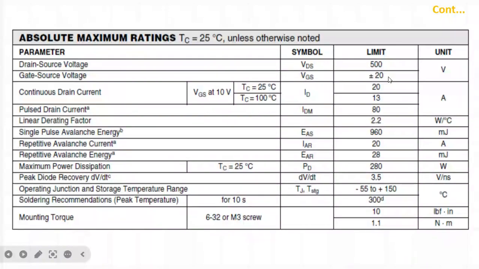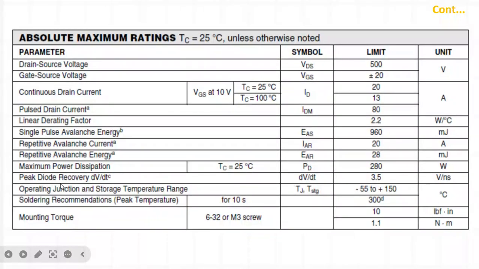Sometimes minus 20 to 0. Likewise, some people will give a negative gate pulse. That is what people sometimes do, but generally we will give from 0 to 20 volt. So that is the gate to source voltage. We don't have to give any negative gate pulse. Other things are also mentioned here.